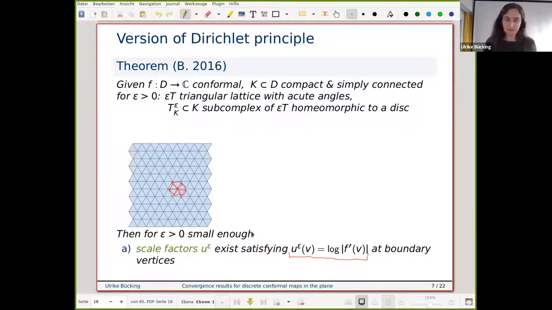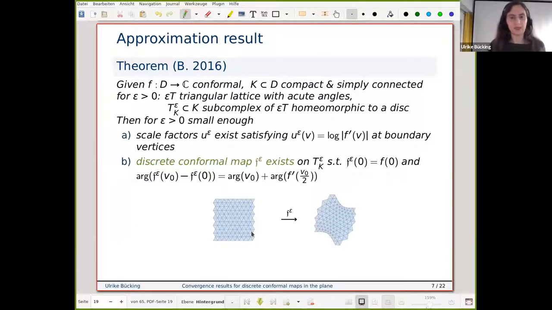And if we have found these scale factors, of course, now we can build the corresponding image triangulation and normalize it according to our given smooth function. Okay, so I assume that the origin is a point of my given domain, and so I normalize at the origin. Okay, so this is the first step. We got the scale factors and we got some discrete conformal map.